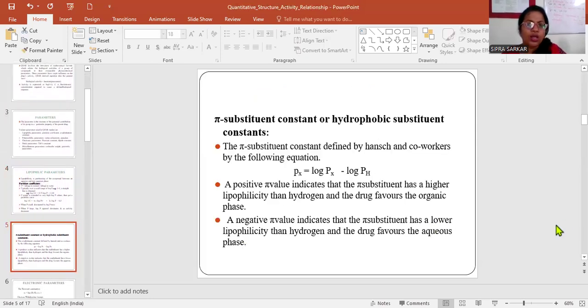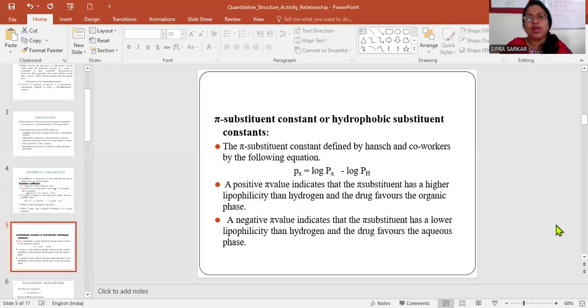Now, coming to the pi substituent constant, or hydrophobic substituent constant. Any drug which is hydrophobic may lose solubility. The pi substituent constant was defined by Hansch and co-workers by the following equation: pi X equals log PX minus log PH. A positive pi value indicates that the substituent has a higher lipophilicity than hydrogen, and the drug favors the organic phase. That means if the drug has a positive pi value, it will have higher lipid solubility than hydrogen.